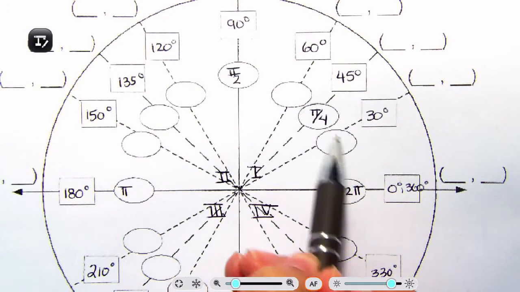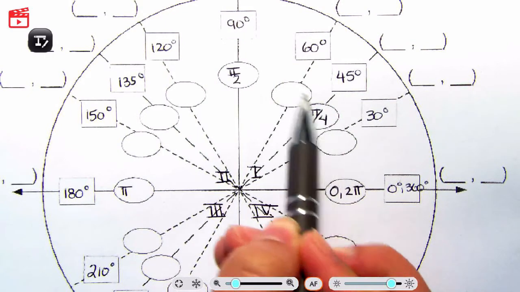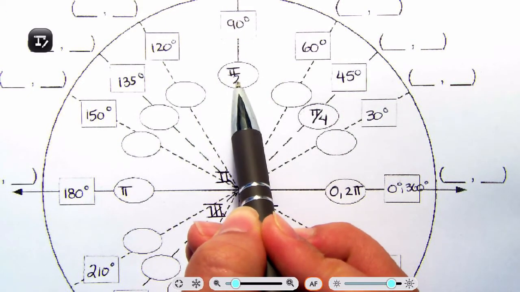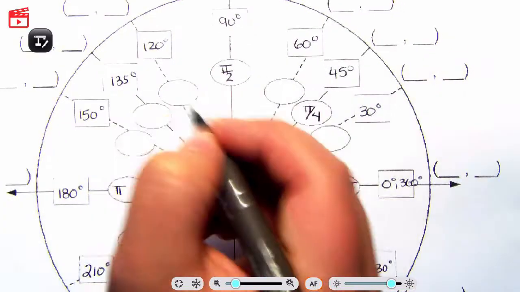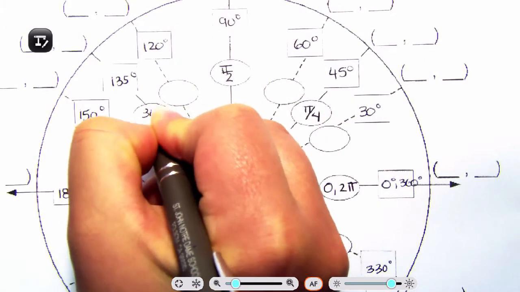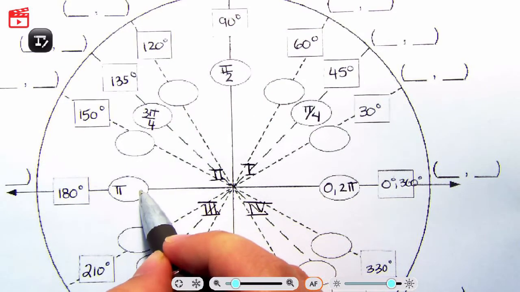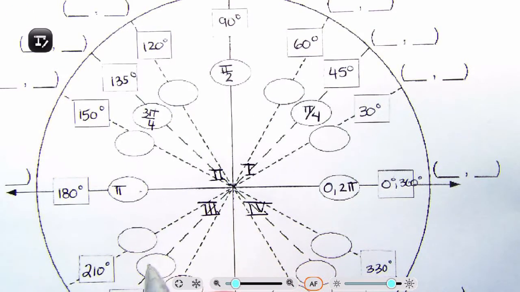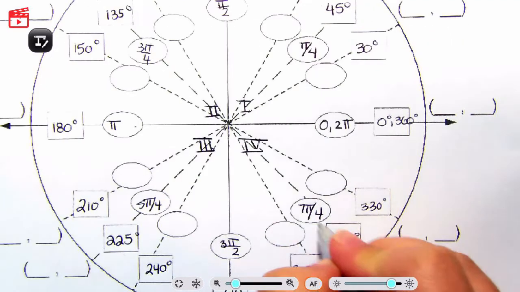So now instead of traveling 45 degrees, I'm going to be traveling pi fourths. So here's pi fourths, here's pi fourths. So pi halves plus pi fourths, that's going to be 3 pi fourths. I'm going to travel another pi fourths. This is 5 pi fourths. Here I'm going to travel another pi fourths. This is 7 pi fourths. And we're back where we started.